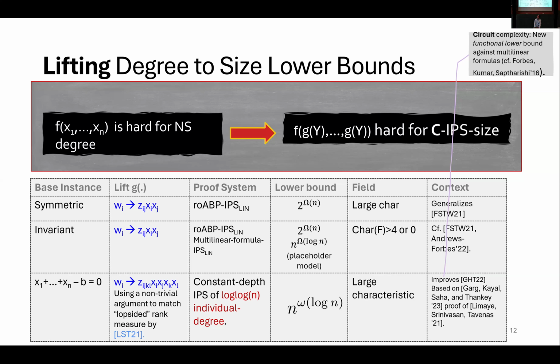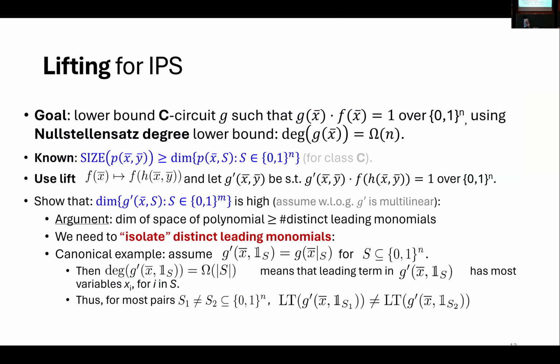What is a barrier? We cannot use this with CNFs. You cannot use this method to prove any CNF lower bound. Let me show. Okay, I think lifting is slightly more intricate. This is the main idea behind lifting in IPS.